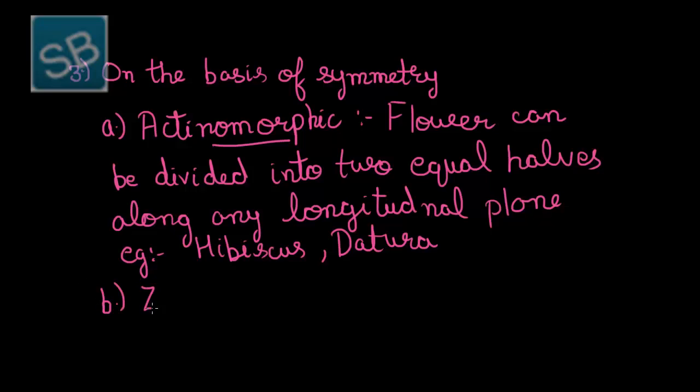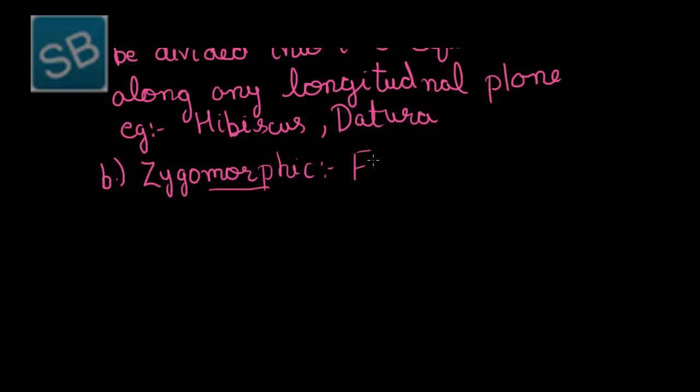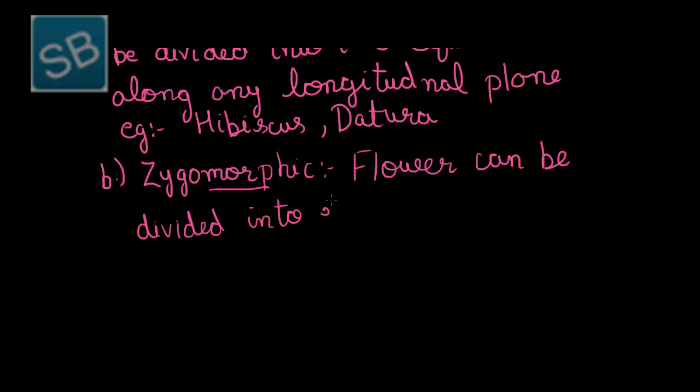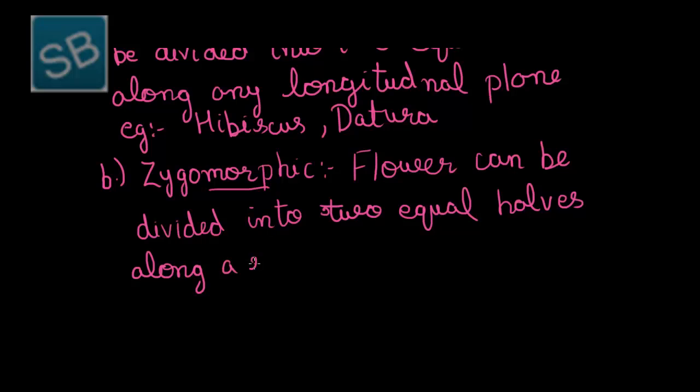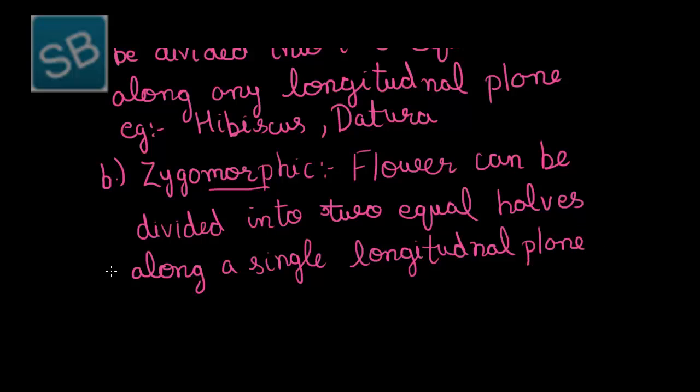And the second type is zygomorphic. This is a type in which flower can be divided into two equal halves along a single longitudinal plane. Example, rose and Caesalpinia.